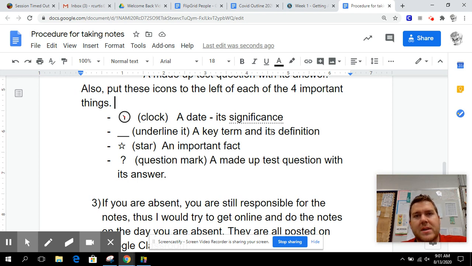Now, the question is important. Last year, a lot of students made their questions way too hard. Like, what was Martin Luther's mother's name? I'm like, nobody knows that. That doesn't matter. Make it a lot easier. For instance, Martin Luther was trying to break away from what major church or what major denomination? And the correct answer there would be the Catholic Church.